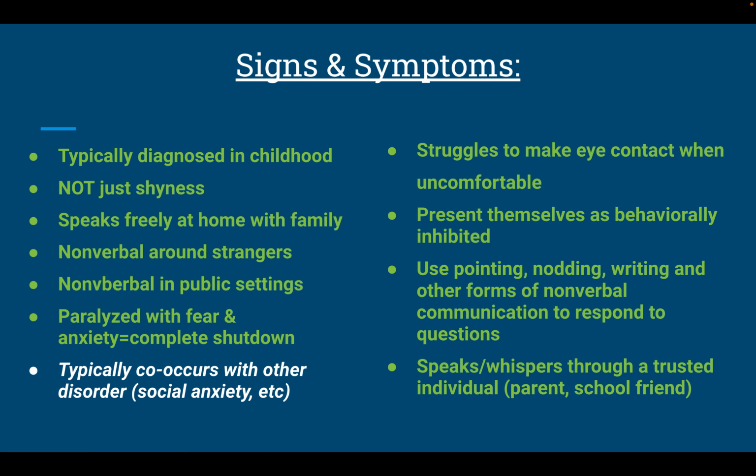They struggle to make eye contact when uncomfortable. That's another sign as well. Also, they might present themselves as being behaviorally inhibited, so the idea that they're not able to interact. That's an important point because, from my research, oftentimes they might be misdiagnosed as being on the autistic spectrum. They might have that dual diagnosis, or they might be misdiagnosed too. So it's kind of tricky to actually pinpoint selective mutism.